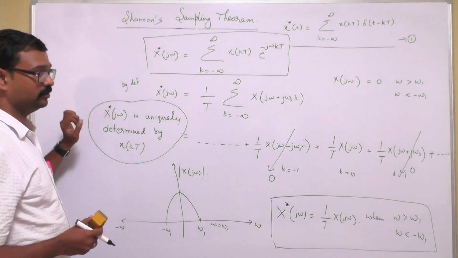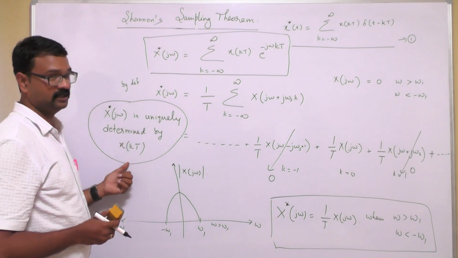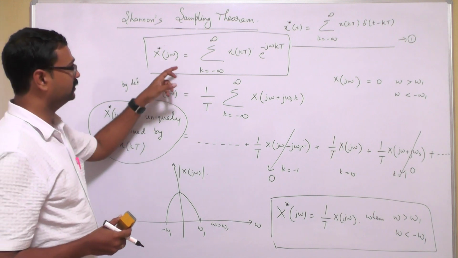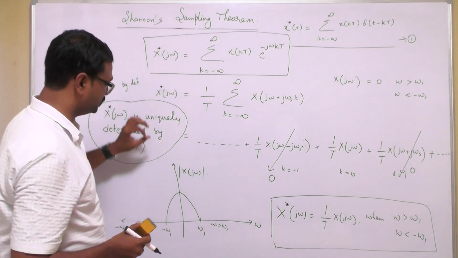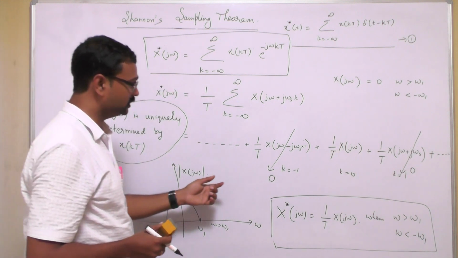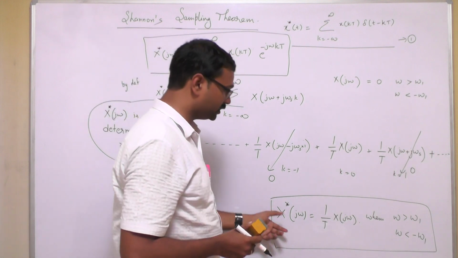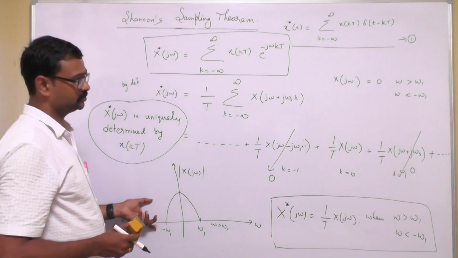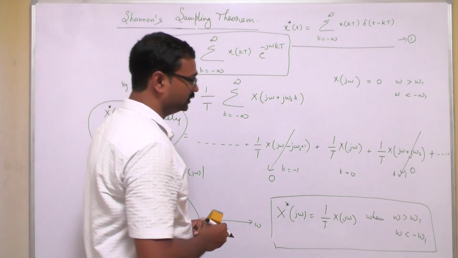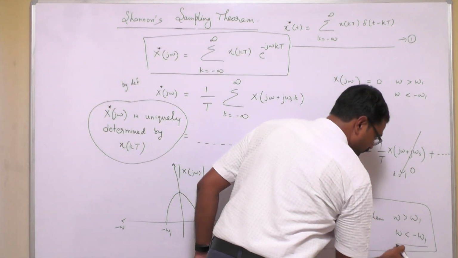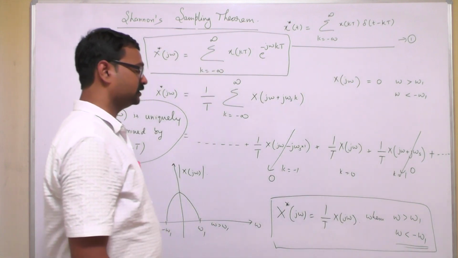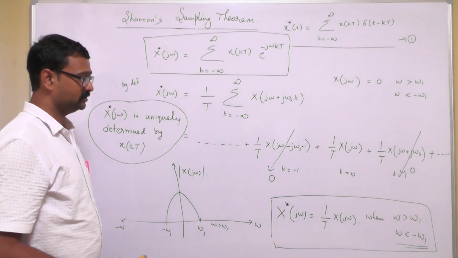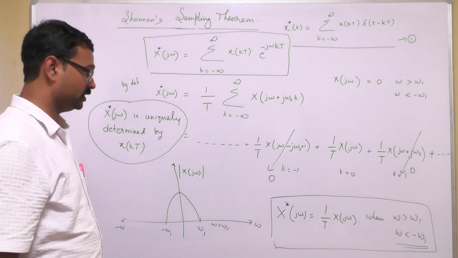So x star of j omega is uniquely determined by x of kt, and with this in mind, what we are trying to see is that x star of j omega is equal to 1 by T x of j omega when this frequency spectrum is considered and when the conditions are given like this, when omega is greater than omega 1 and omega is less than minus omega 1.